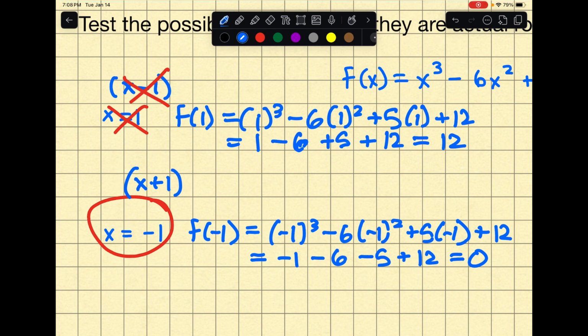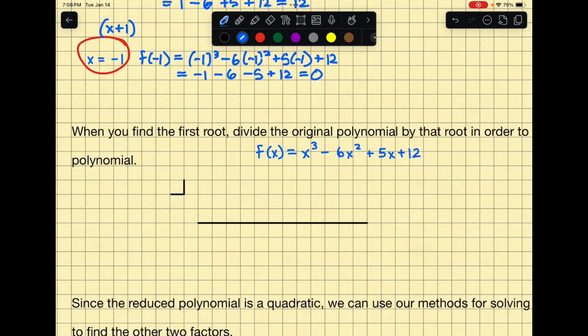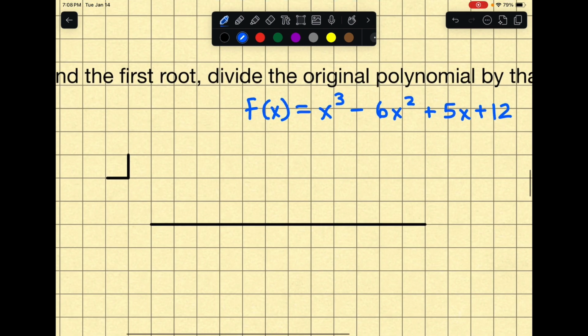Just like we did before, now that we found one of the factors, we're going to use the reduced polynomial to find the other factors. One of our roots or x-intercepts is x equals negative 1, but in this case we're focused on factors, which is x plus 1. To set up our synthetic division, we put negative 1 in the box. You put either the c term or the root in the box. Then along the left we put the coefficients: a 1, a -6, a 5, and a 12.